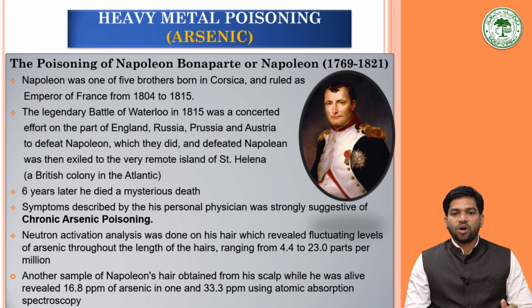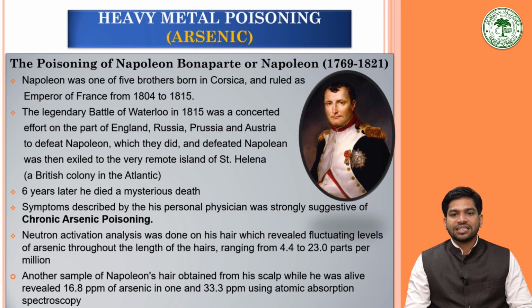Immediately after the death of Napoleon, his valet Noverraz cut some hairs from the scalp and gave them to Dr. Antommarchi, which were procured by Ben Weider, a Napoleonic scholar, in 1960, who submitted the sample to the Harwell Nuclear Research Laboratory in London for analysis. There, neutron activation analysis was done, which revealed fluctuating levels of arsenic throughout the length of the hairs, ranging from 4.4 to 23 parts per million.